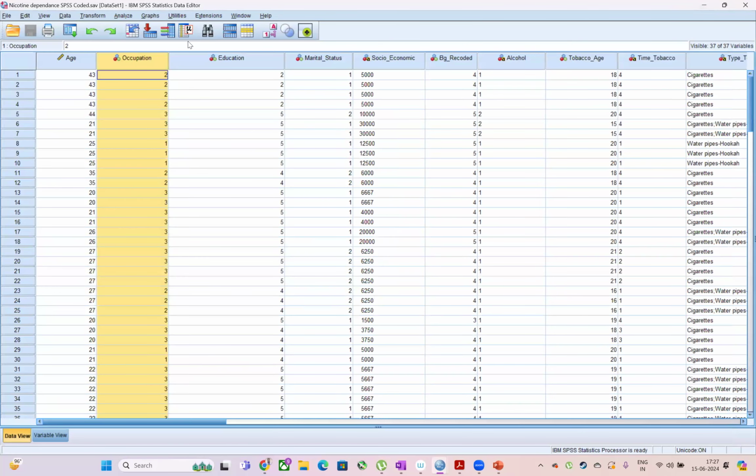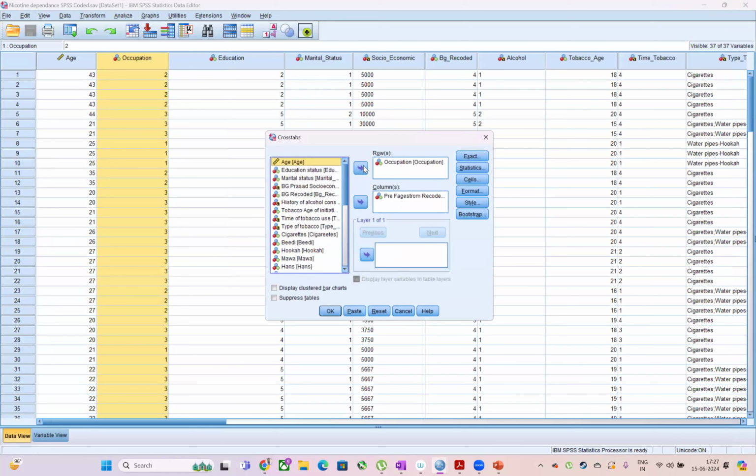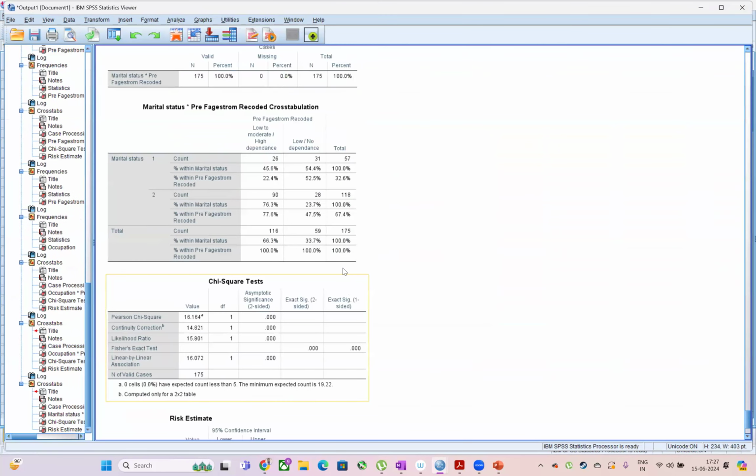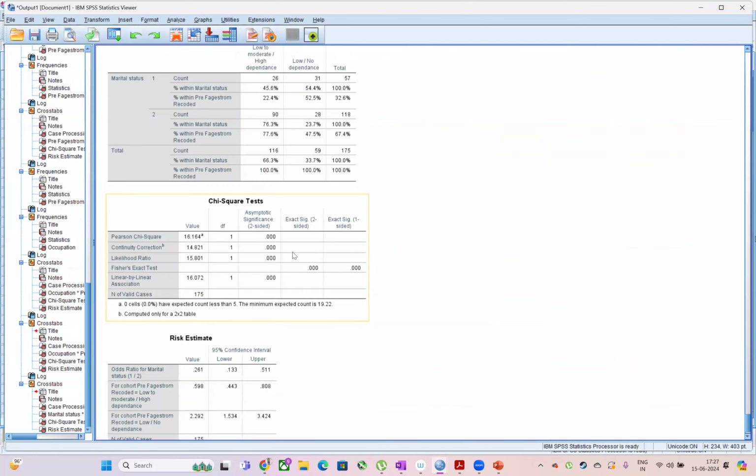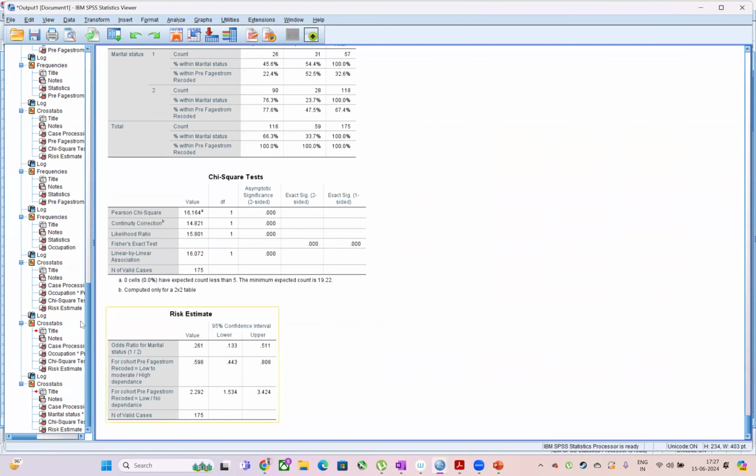For example, instead of occupation, I take the marital status: married, unmarried, which carries only two categories. If I give OK over here, we have the chi-square value, we have the p-value, and we have the odds ratio table. The odds ratio for marital status is 0.261, and the confidence interval here is 0.13 to 0.51.